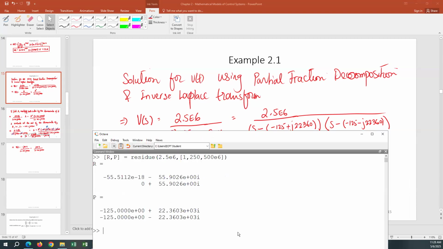And this is your result. Don't worry about the negative 18, because that's such a small value, you can just ignore it. Let's just ignore this altogether. That's pretty much 0. It is showing you 0 for the second one. That should show 0 for the first one as well. I don't know why it is showing negative 80. But anyway, this is your number. Negative j 55.90 corresponds to the first root, negative 125 plus j 22.36. And then j 55.90 corresponds to the second root. And that's what we got in our calculation.